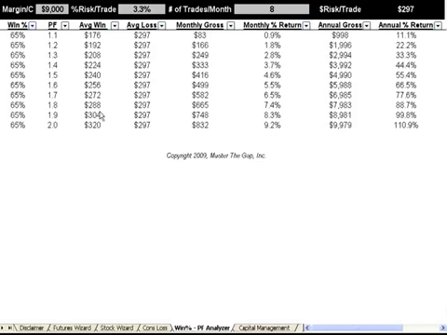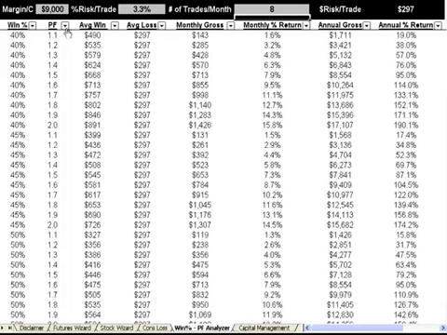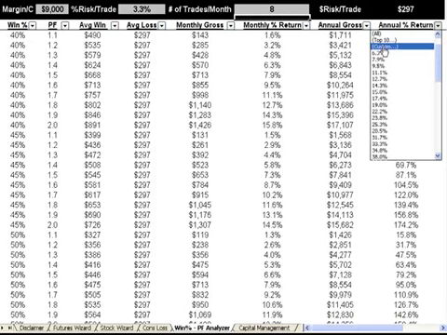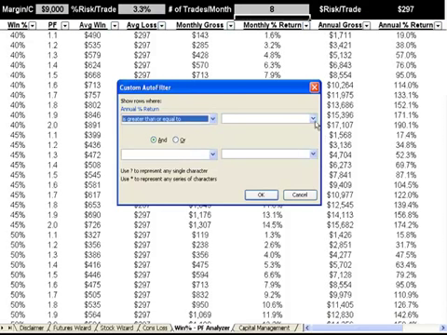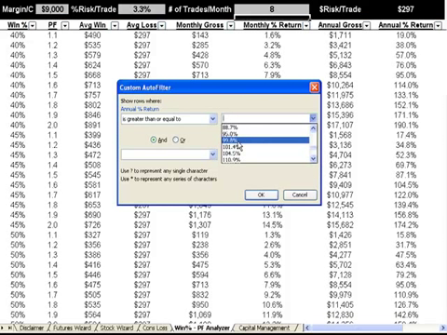Another great feature built into the analyzer is the ability to create custom filters. We'll first reset these two to all, and then we can do a custom search using the filters to see what combination of win percentage and profit factor will enable us to obtain 100% annual return. So we simply drop down the annual percentage return filter, click on custom, select greater than or equal to, and then from the drop-down menu select a numeric value very close to 100%. As you can see, the closest value is 99.8%.